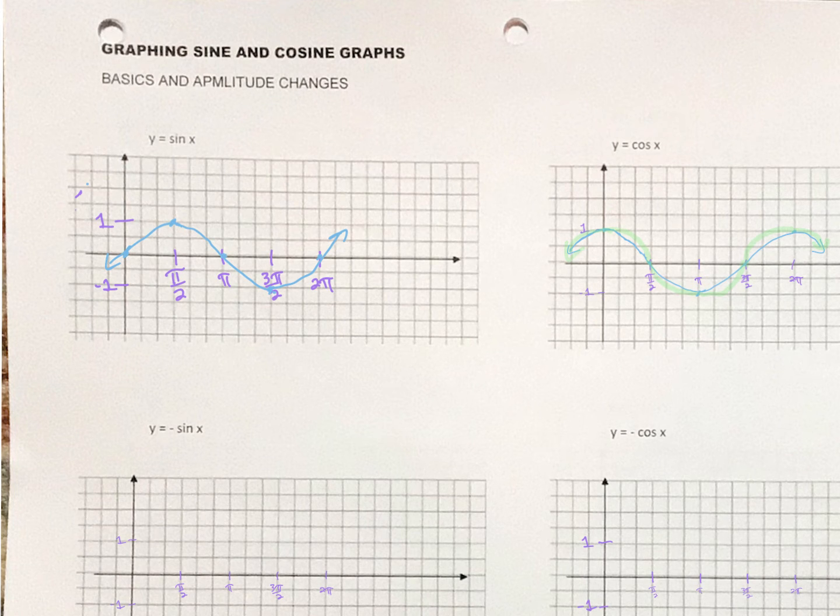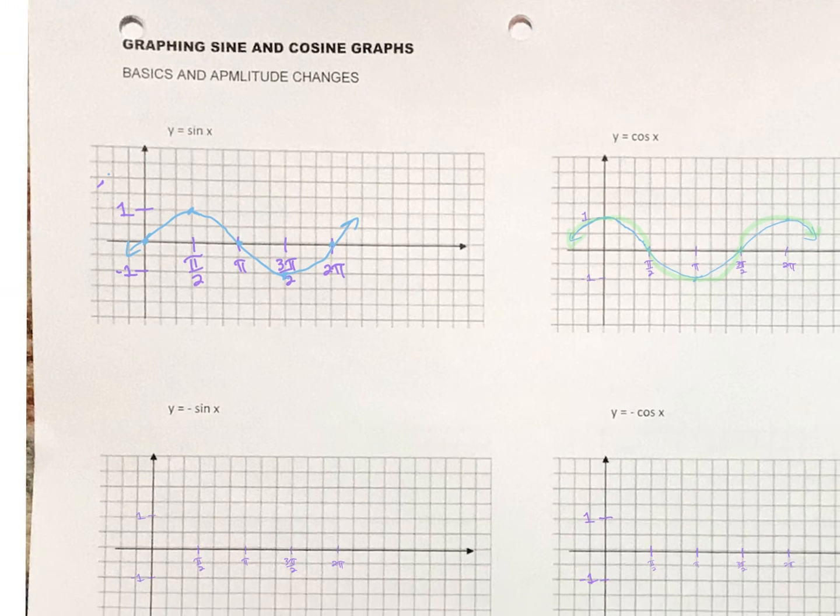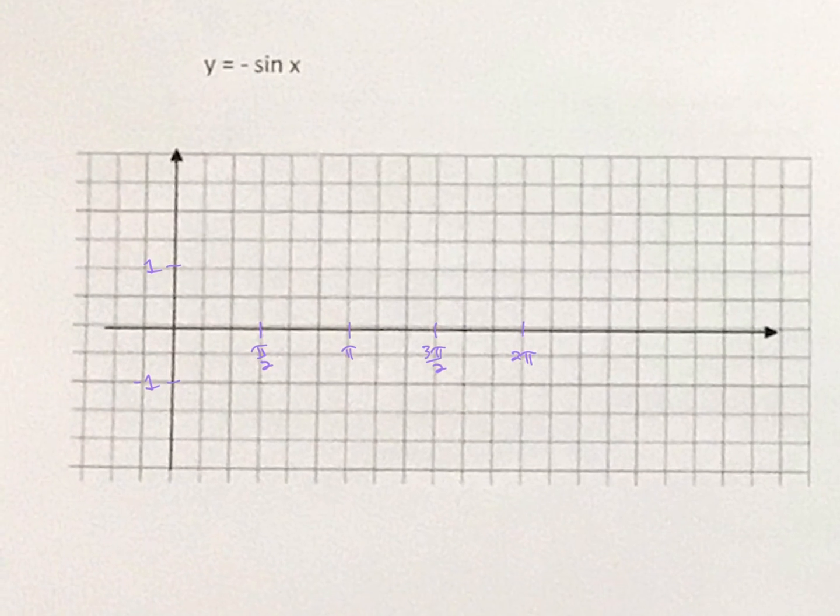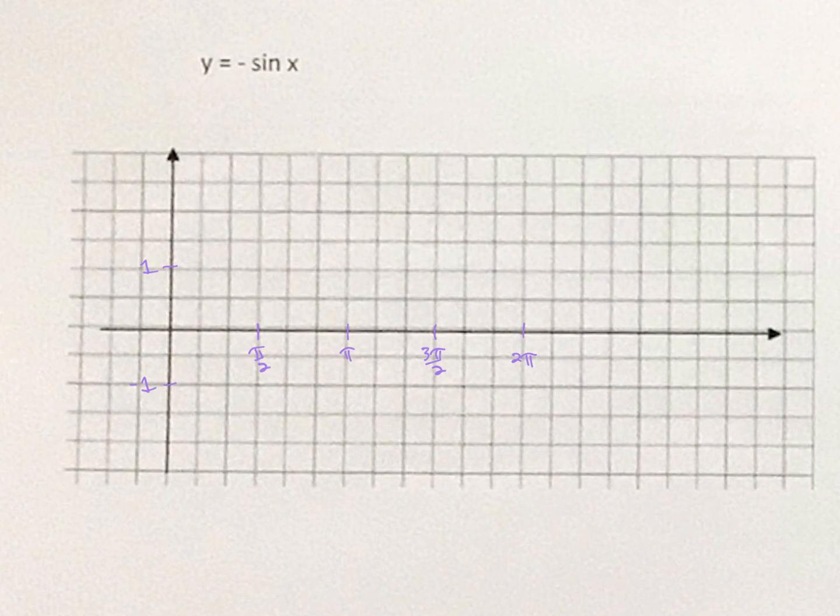All right, if we are looking at a negative sine, we're still going to have our y values from -1 to 1, and our x-axis markers are exactly the same: pi over 2, pi, 3 pi over 2, 2 pi. The difference is that it's still going to start at that midline, at 0, but instead of going up to 1, it's going to go down to -1, and then back to 0, and then to 1, and then to 0.